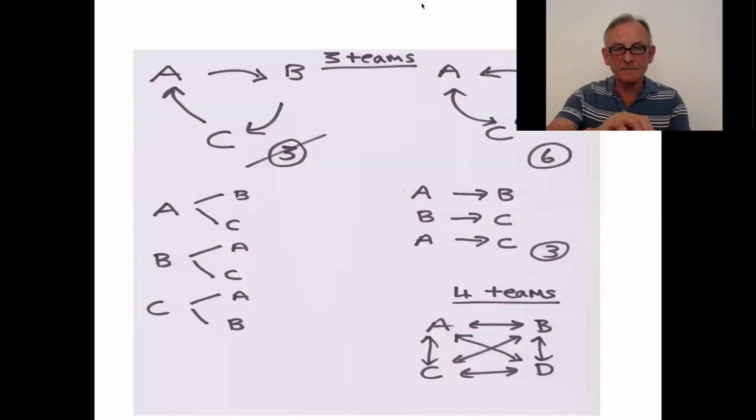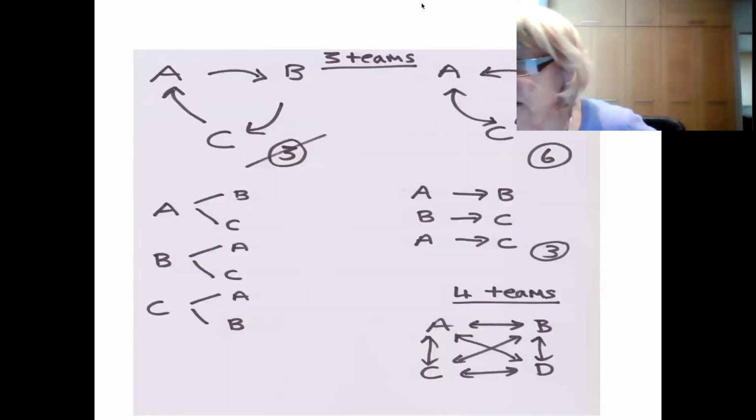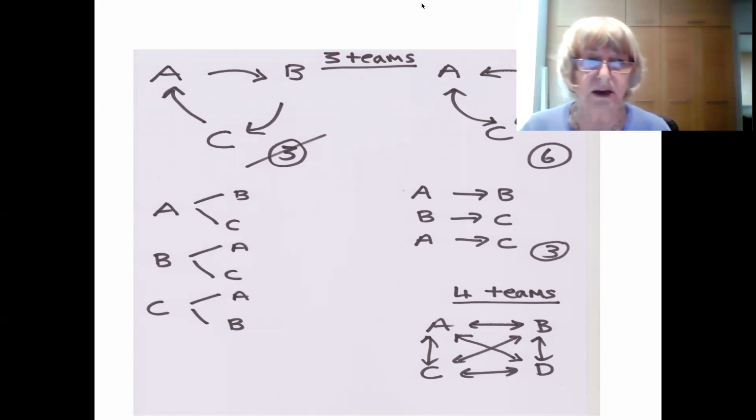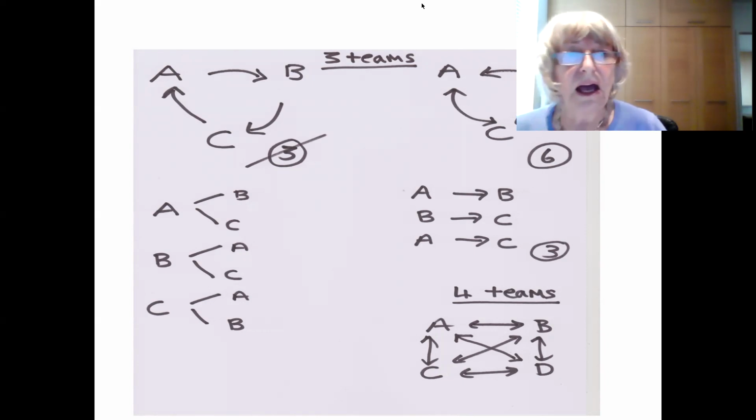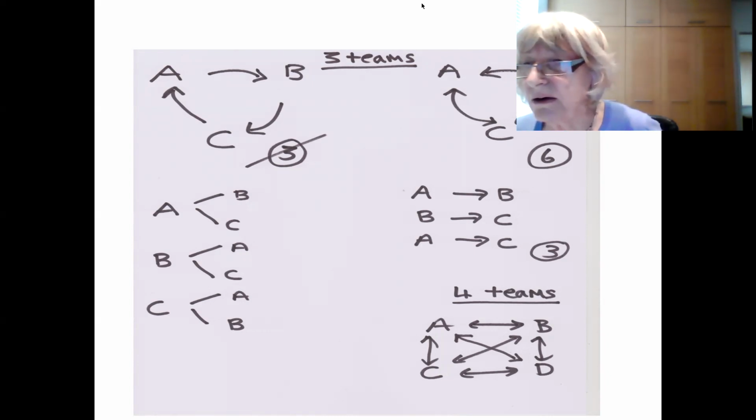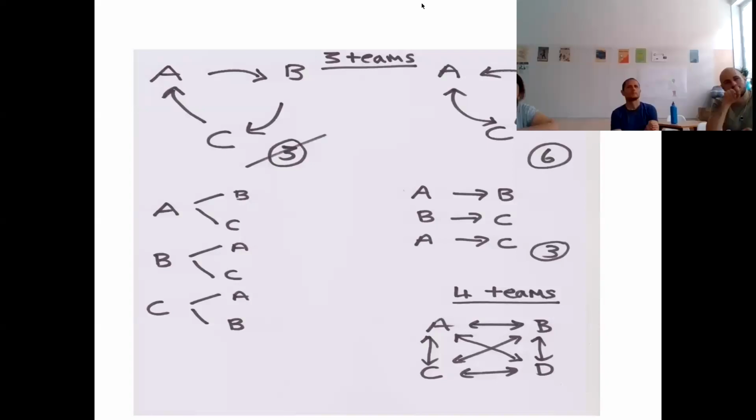Okay. So this was a class that I worked with a little while ago, and these were their diagrams. The top left-hand one, you will see that they have put a 3 next to it and crossed it out. What do you think happened there? The student thought it was 4 teams and not just 3 teams.